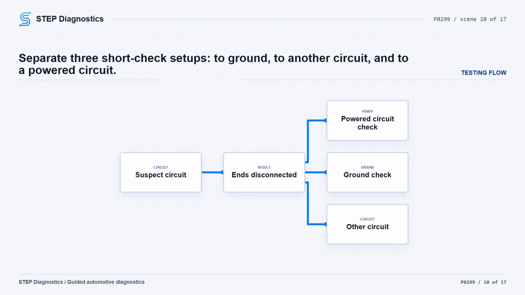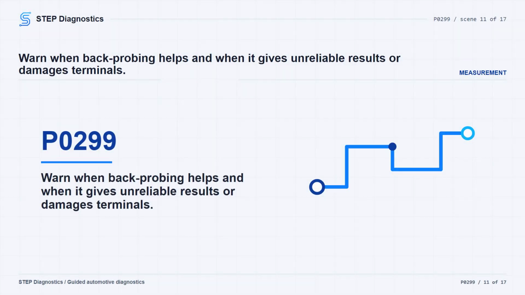To check for unintended continuity to a powered circuit, disconnect both ends of the suspect circuit, turn ignition, run power on, and measure voltage between the suspect circuit and ground. Expect no voltage. Use back probing only when the circuit has to be tested under actual operating conditions or when voltage drop has to be measured during operation.